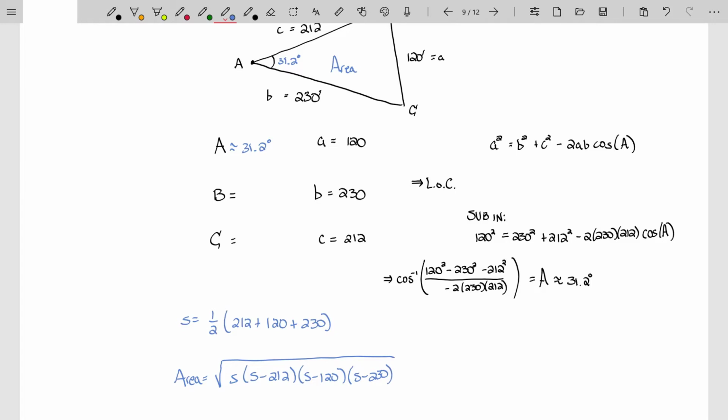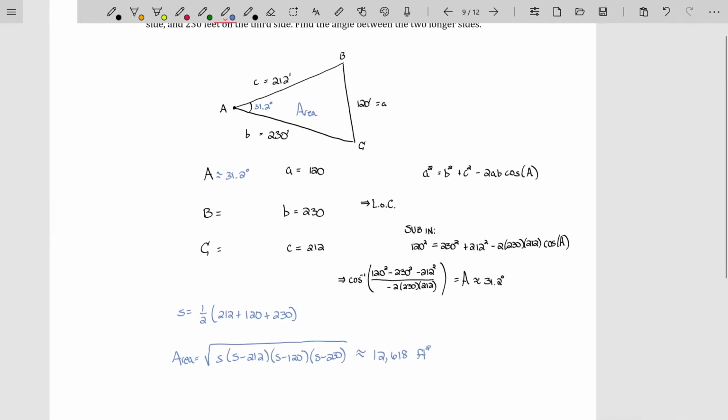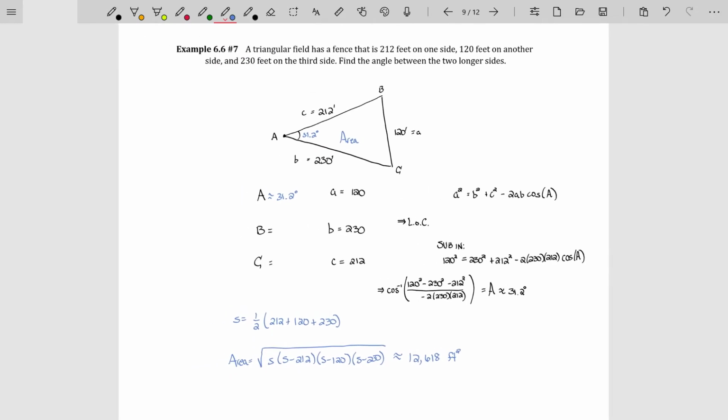And of course that would require a calculator, but I'll quickly do it here. And in my computation, I get roughly 12,618. I'm going to round to the nearest whole number. And I think these were in yards. Let me just double check. No, it's in feet. So square feet. Feet squared. There you go. I just thought I'd give you more bang for your buck with this problem. So this is something that could be asked if you're taking a trig course or pre-calculus course. You could likely be asked to use Heron's formula.